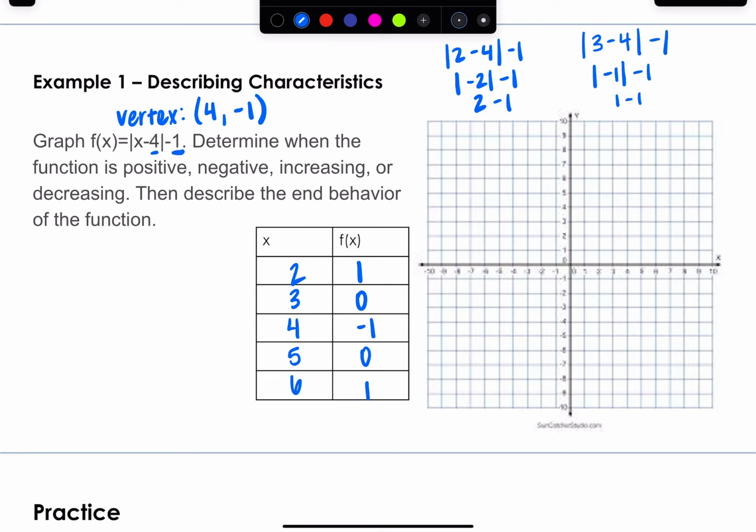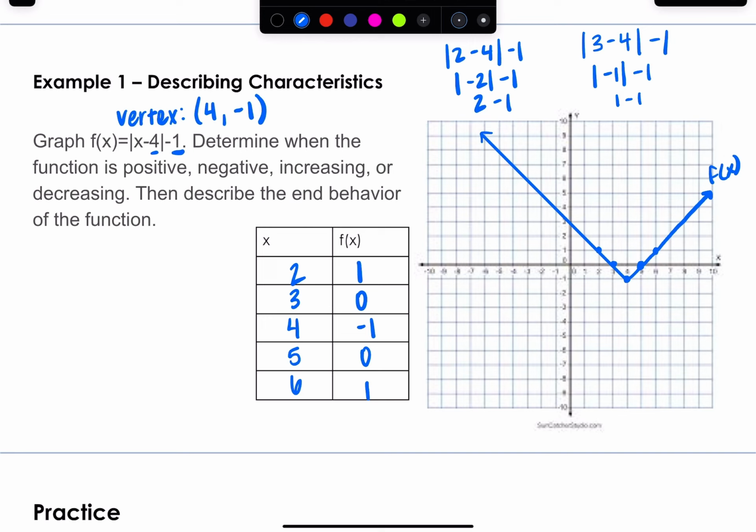All right, now we're going to plot our points. So my vertex is at 4, negative 1. Then we have 3, 0, and 5, 0. And then we have 2, 1, and 6, 1. And I'm going to draw my graph. And you want to draw it as straight as possible, so you might need to go through more points, or you might need to use a straight edge. But that'll help you see all the characteristics that you need to see. All right, so that is our f of x.